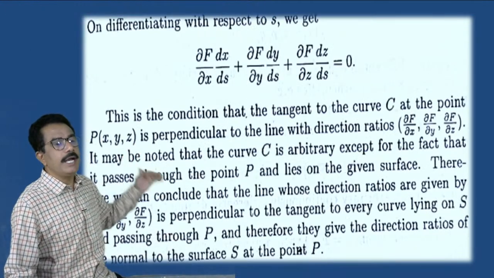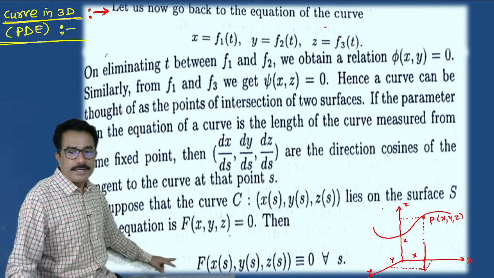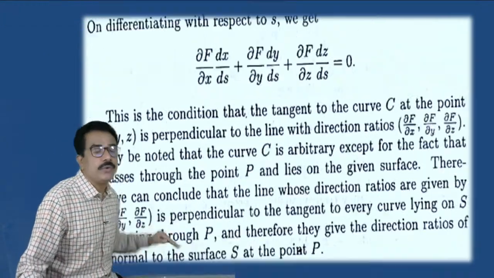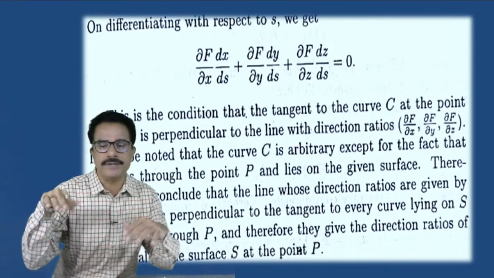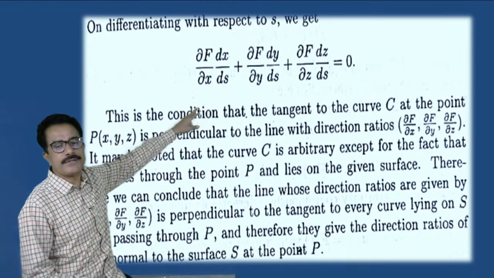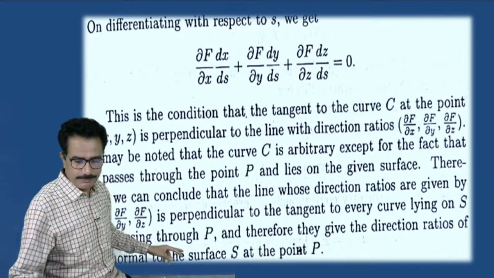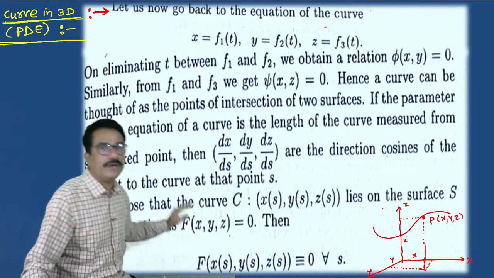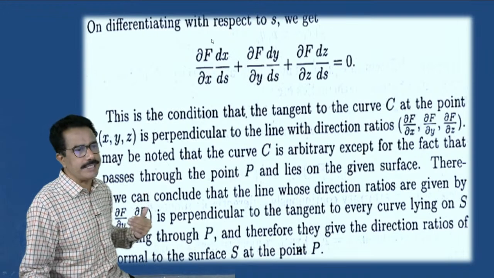So we can write f of x of s, y of s, z of s equals 0. Now if you differentiate this with respect to s, then f is a function of x, x is a function of s. So we have to differentiate it partially. Then you will have to differentiate partially. While differentiating partially, dou f by dou x, because see this, capital F is a function of x, x is a function of s. So dou f by dou x into dx by ds.